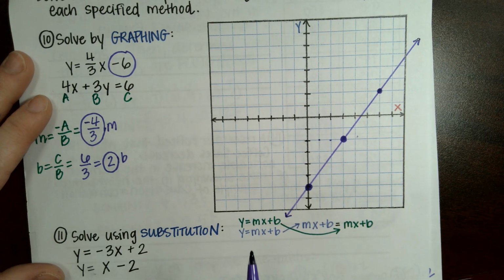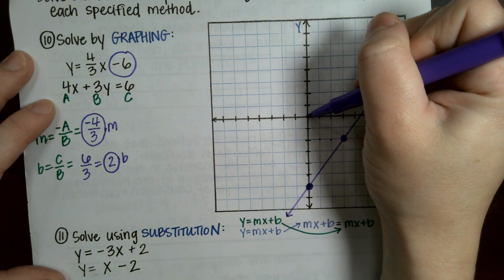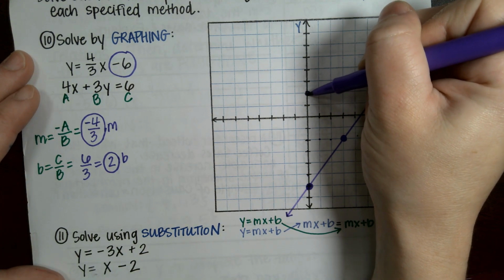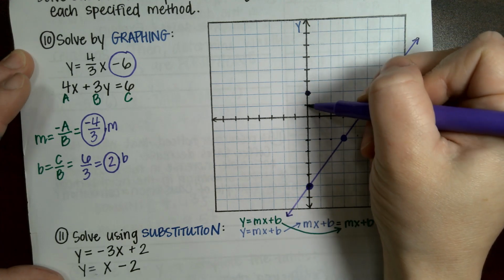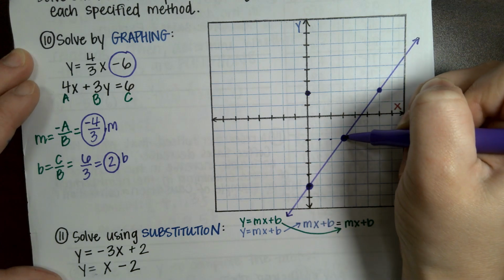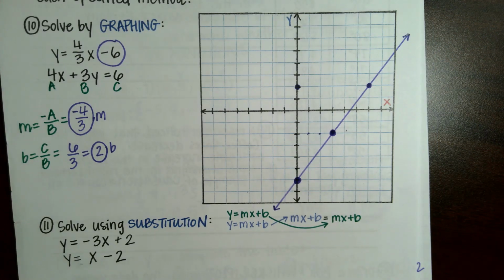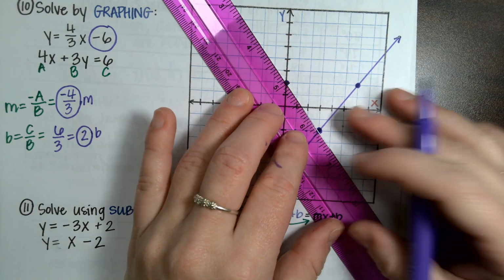0, 2. Perfect. Our y-intercept is 2, so I'll go over 0, up 2 for my first point. Down 4 over... yes. Down 1, 2, 3, 4, over 1, 2, 3. Look at that, a perfect intersection right there. So we're just going to connect the dots.